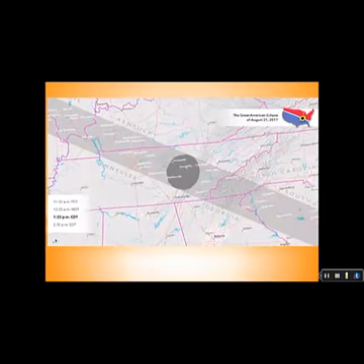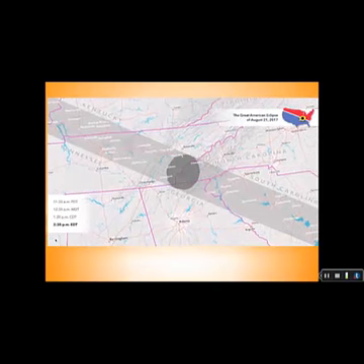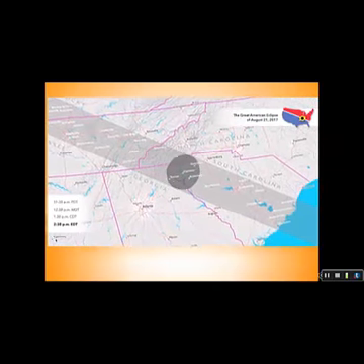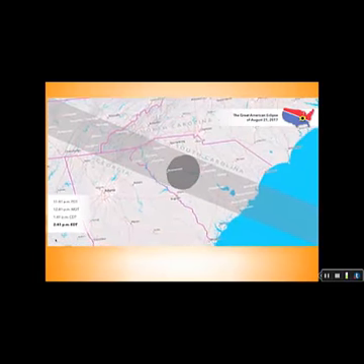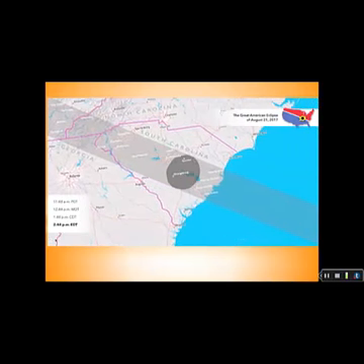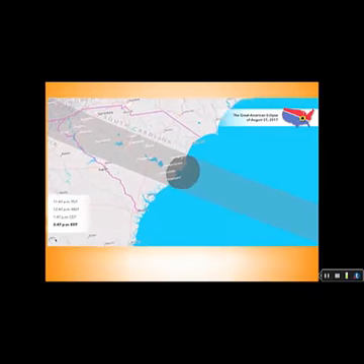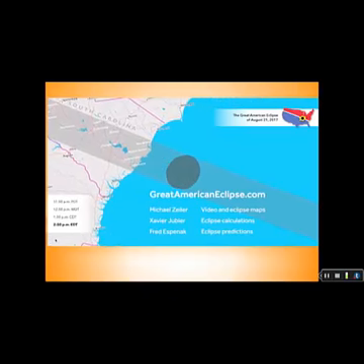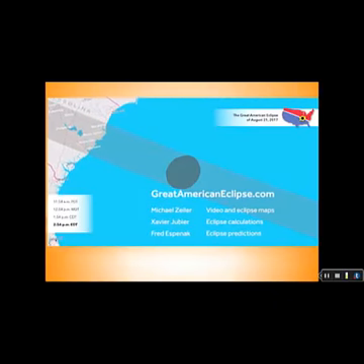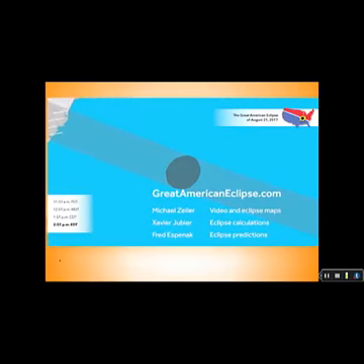You can see it goes right over Nashville. Vanderbilt is in Nashville, another SEC school, so I'm happy there. Then into a bit of Georgia and a bit of North Carolina, into South Carolina, and this is the thing that makes me happy. Columbia again! Another SEC school in another Columbia, and off it goes over Charleston and out into the Atlantic. And you can see here we've got the names of Michael Zeiler, Fred Espenak, who's a very famous eclipse person, and Xavier Jubier, who is just a fantastic eclipse person.